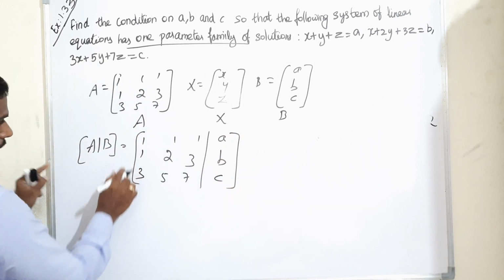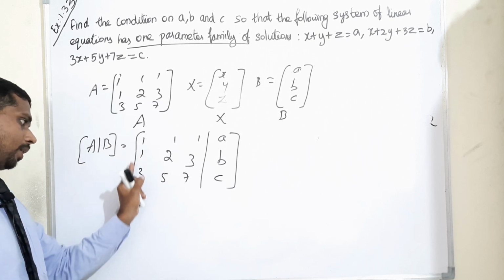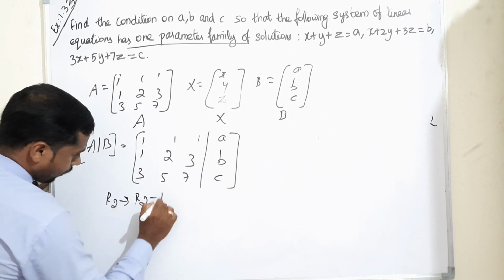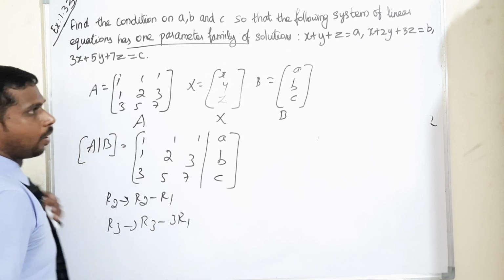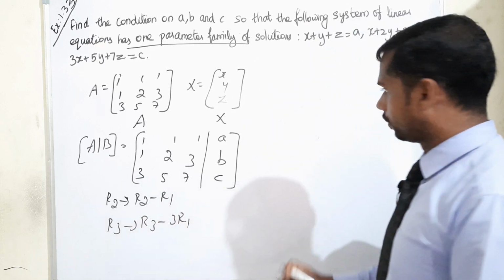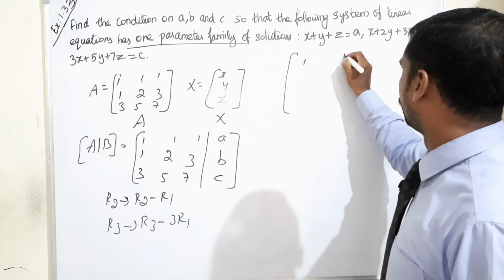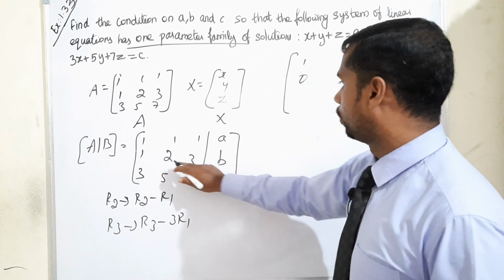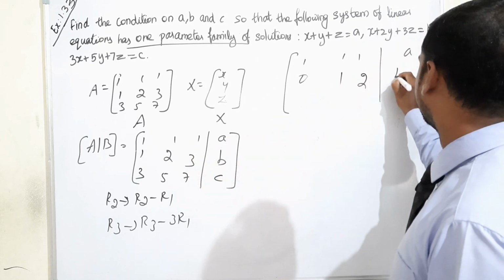Now, what we have to do? Reduce it to row echelon form. Under the starting non-zero digit, under the 2 terms, we have to show 0. What we have to do? R2 gives R2 minus R1. R3 gives R3 minus 3 into R1. So R1 as it is: 1, 1, 1, a. R2 means 1 minus 1, 0. 2 minus 1, 1. 3 minus 1, positive 2, b minus a, isn't it?